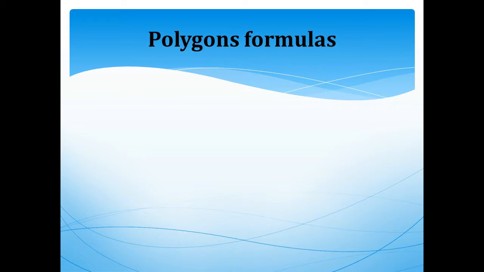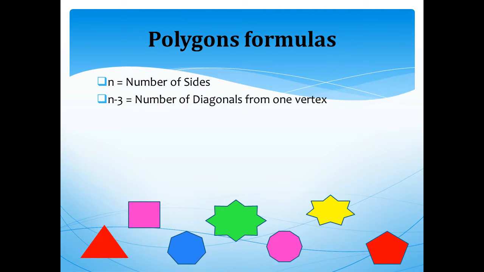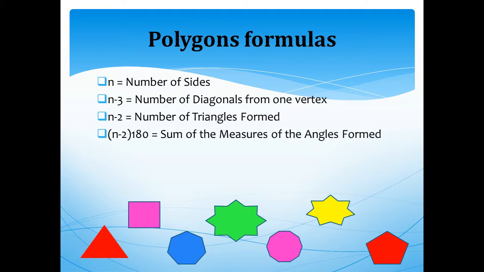The polygon formulas. n is equal to the number of sides. n minus 3 is equal to the number of diagonals from one vertex. n minus 2 is equal to the number of triangles formed. The quantity n minus 2 times 180 is equal to the sum of the measures of the angles formed. n times the quantity n minus 3 all over 2 is equal to the total number of diagonals.